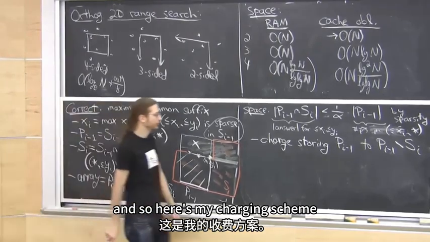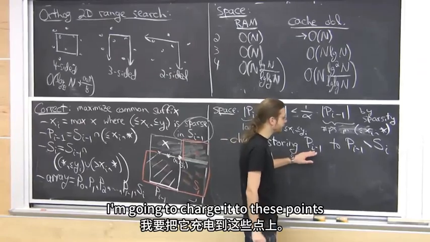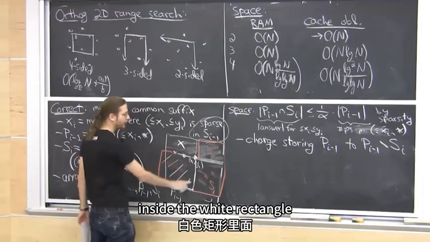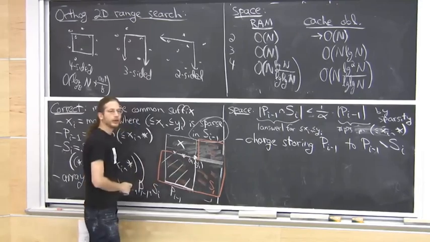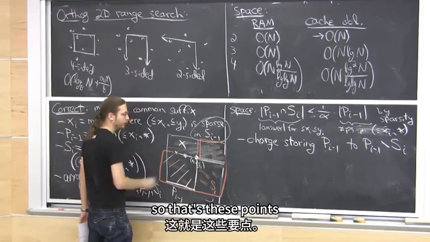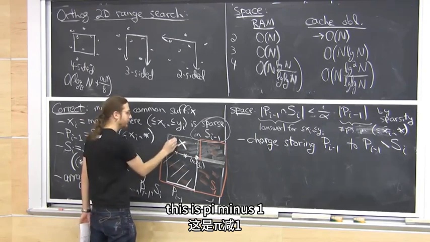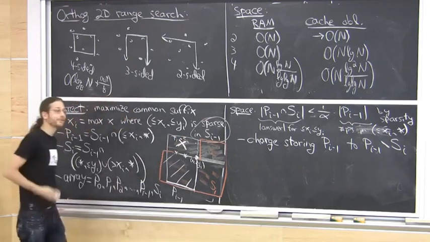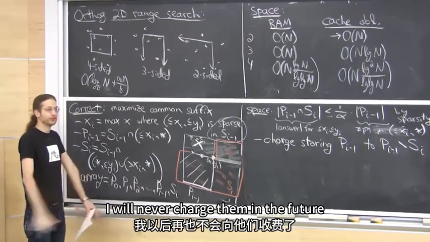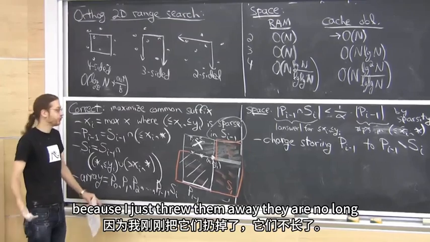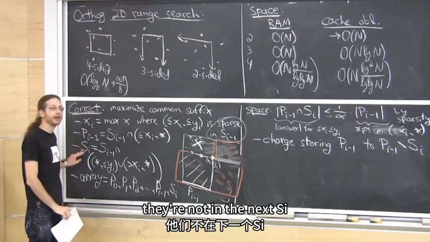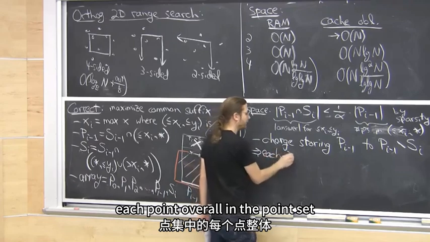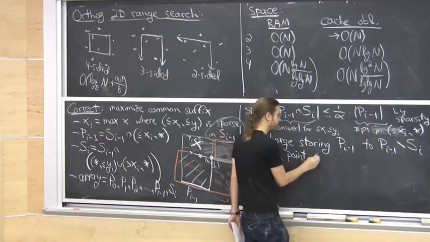And so here's my charging scheme. We have to store pi minus 1. I'm going to charge it to these points. What are those points? Those are the points that are inside the white rectangle, but outside the red L shape. So that's these points. This is pi minus 1 minus si. Those are the points that I'm throwing away. That's good. If I charge them now, I will never charge them in the future, because I just threw them away. They're not in the next si. So each point overall in the point set only gets charged once.